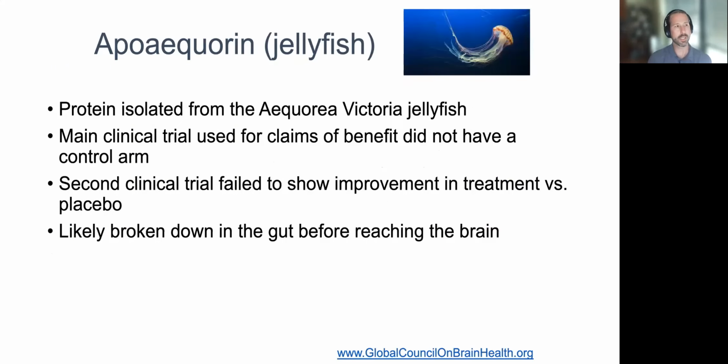And just to kind of get very specific about Prevagen, which is the one that historically has been the most heavily advertised. This is the protein that is purported to be the active ingredient from a jellyfish.